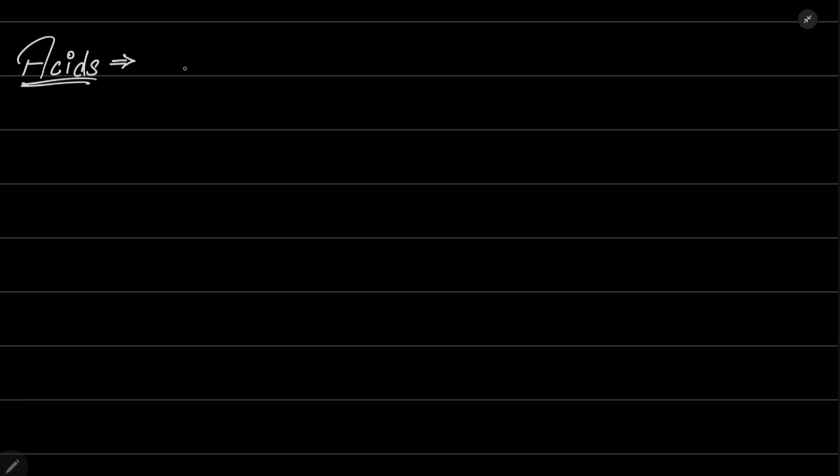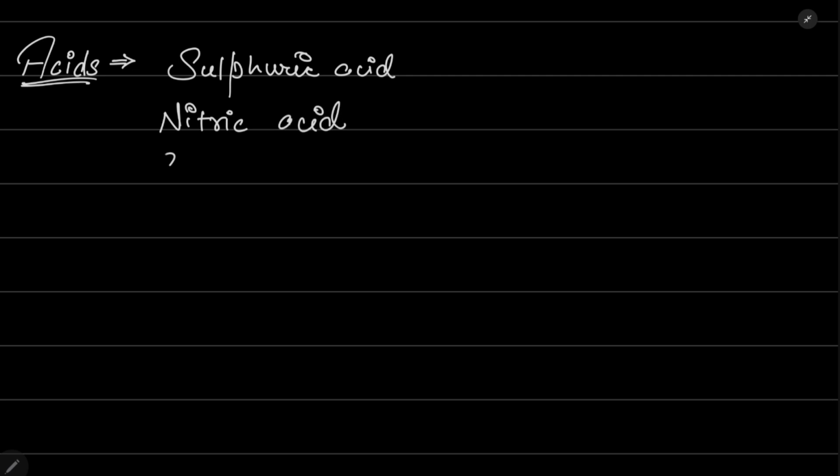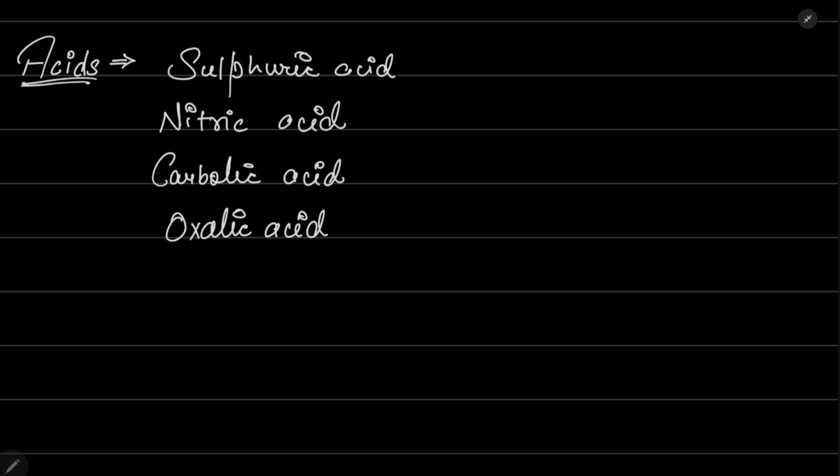The acids we are going to study are sulfuric acid, nitric acid, carbolic acid, which is nothing but phenol, and we'll see a little about oxalic acid. These are the four main acids that we are going to study in this topic. So first we are going to start with sulfuric acid.